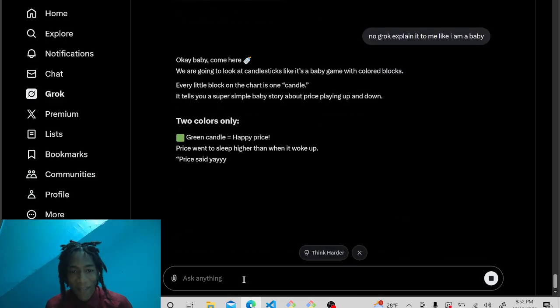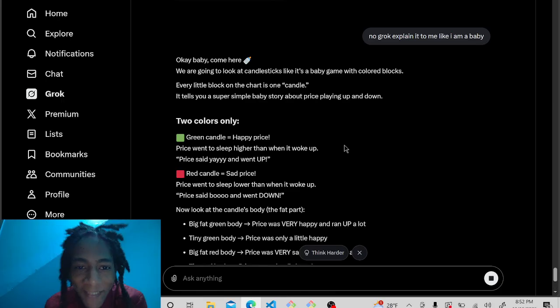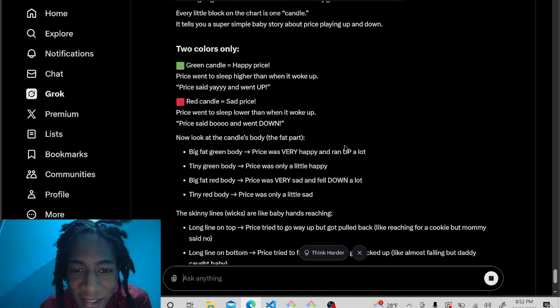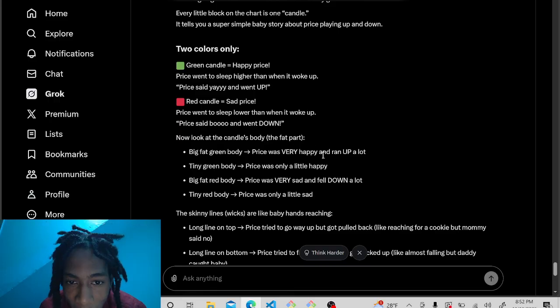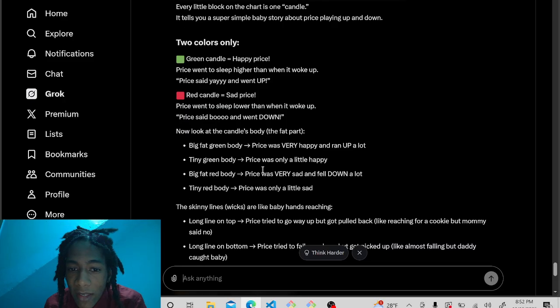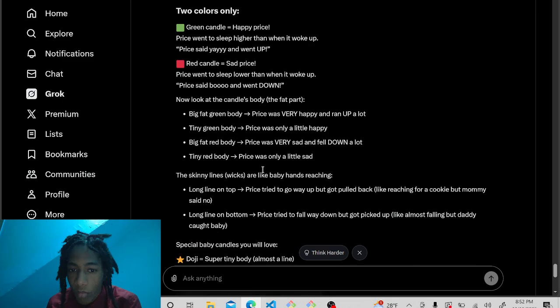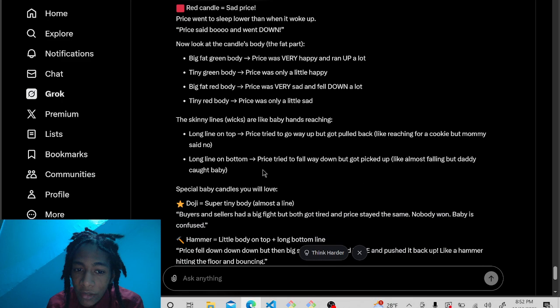Okay, man. See this? Happy price. Green candle, happy price. Price went to sleep higher than when it woke up. Price said, yay, and went up. Right? Red candle, sad price. Price went to sleep lower than when it woke up. Price said boo and went down. Now look at the candle's body, the fat part. Big fat green body: price was very happy and ran up a lot. Then tiny green body: price was only a little happy. Big fat red body: price was very sad and down a lot. So see how it explains all this?